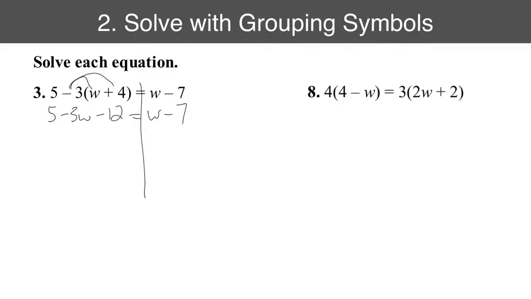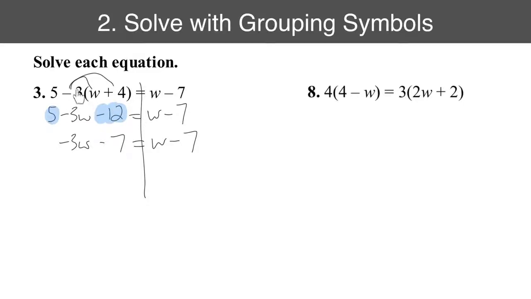Now, the second step, after you distribute, you always combine like terms. Now remember, you have two sides of an equation, the left and the right. If you can ever put things together on either side, you just put them together. So if you look over here on the left side, we have a 5 and a -12. And since those are both just numbers, we can just put those together. So 5 minus 12 would be -7. So we'd have -3w minus 7 equals w minus 7. So we've put those together.